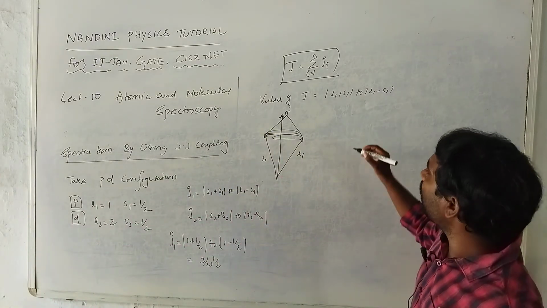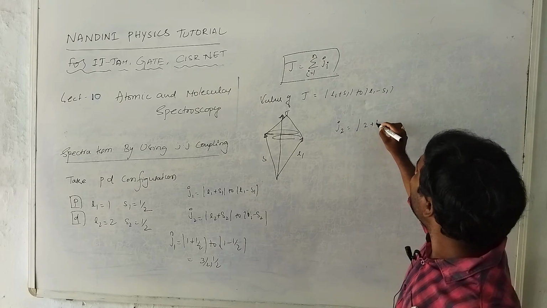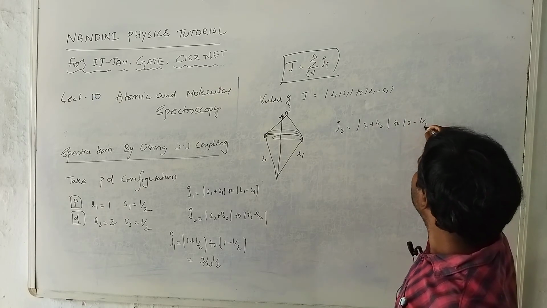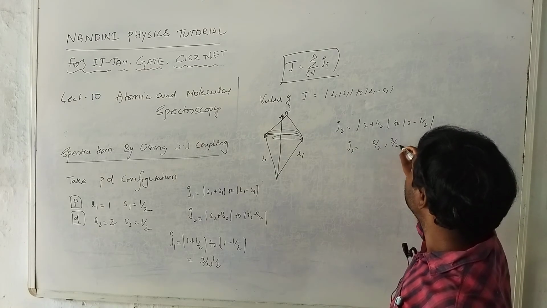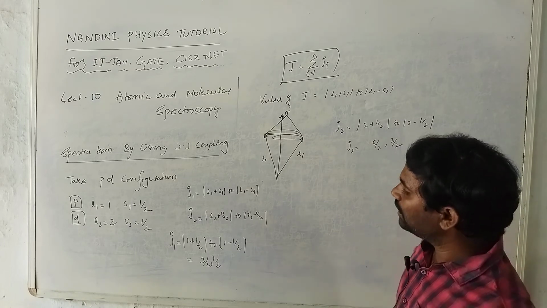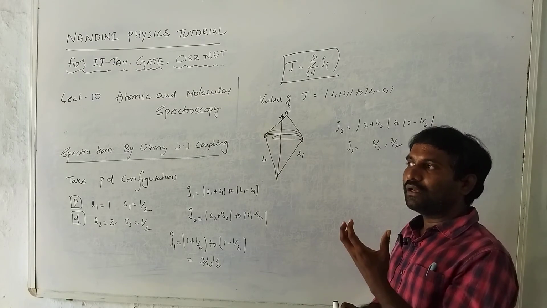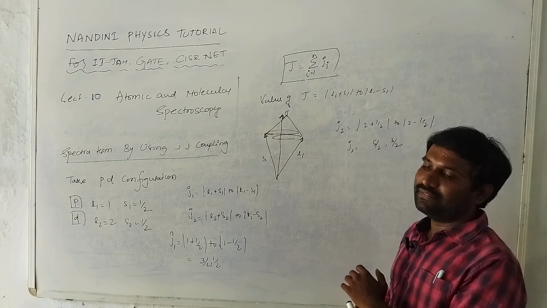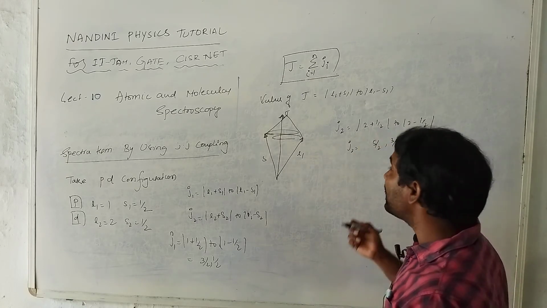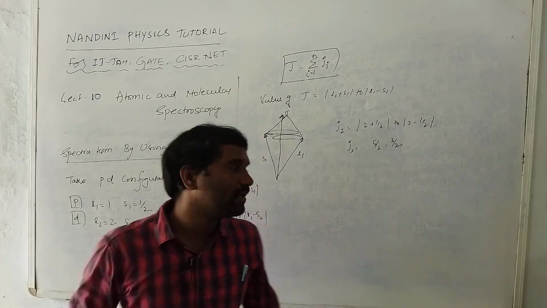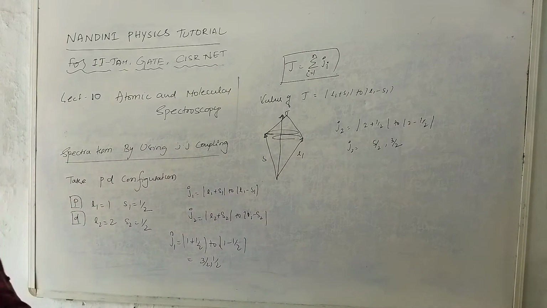Similarly, what are the j2 possible values? j2 is 2 plus half to 2 minus half. So j2 values are 5 by 2 and 3 by 2. Similarly, I am using the same chart as in the previous cases of non-equivalent electrons and equivalent electrons. In this case, I explain one chart. Using that chart, we can find those spectral terms. The spectral terms are represented as follows.